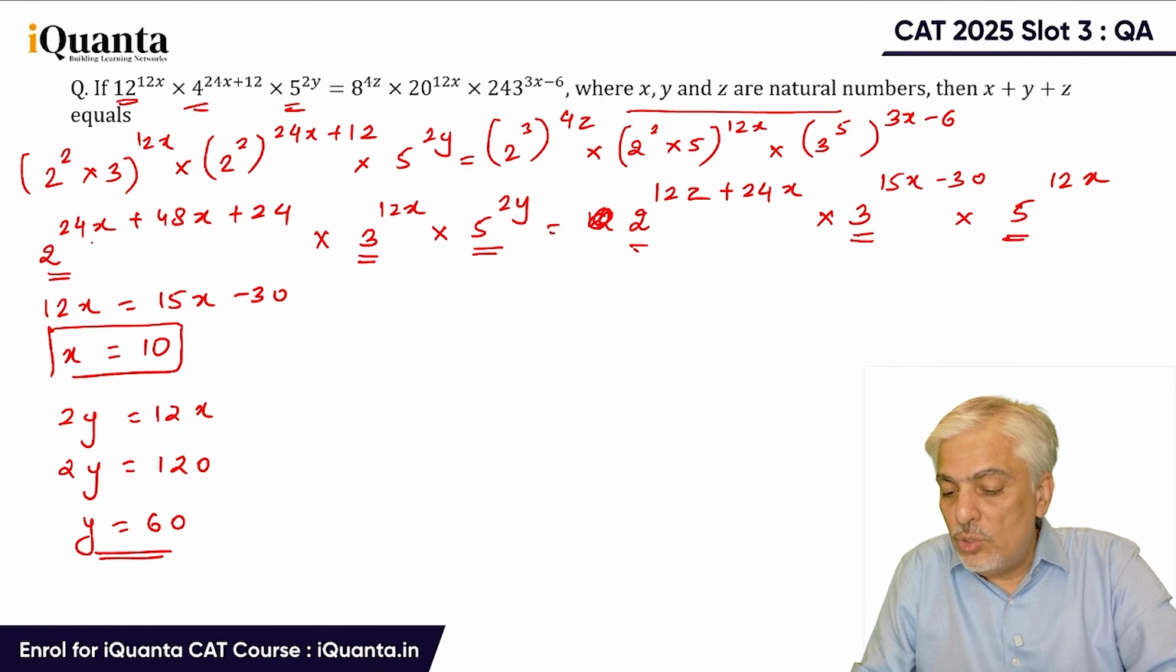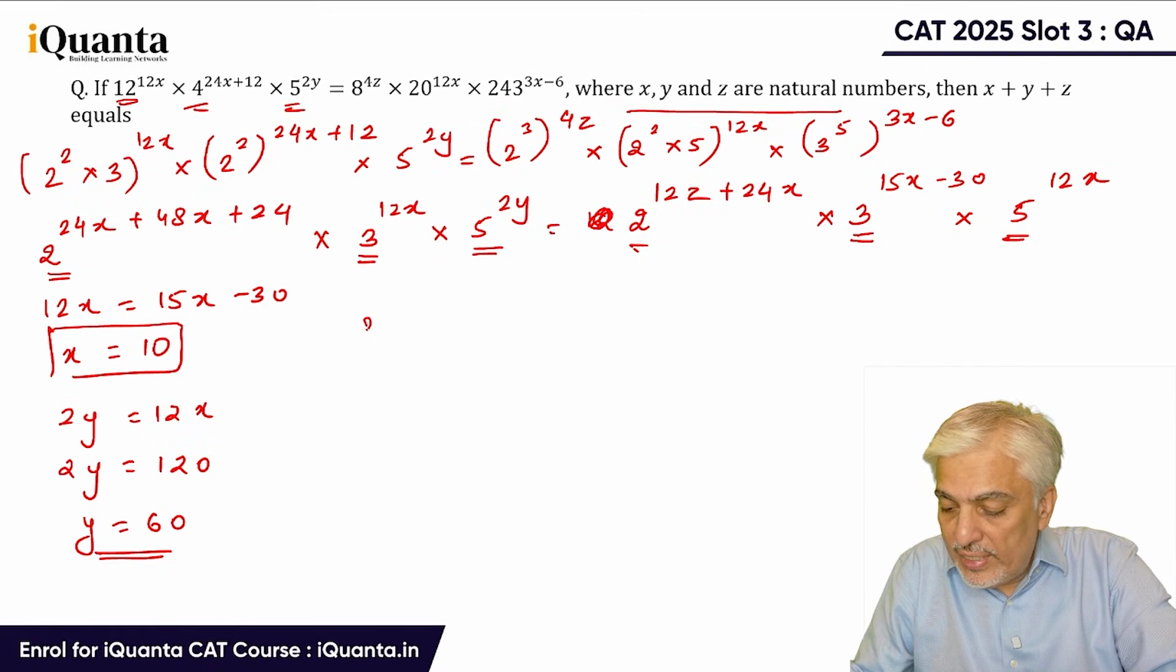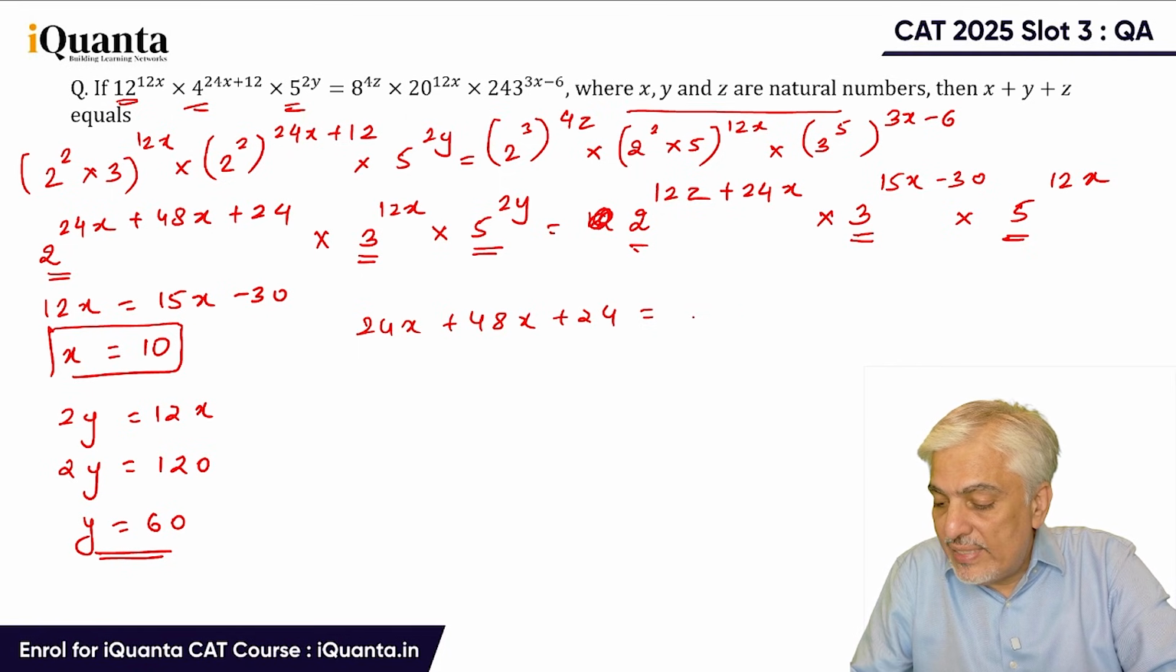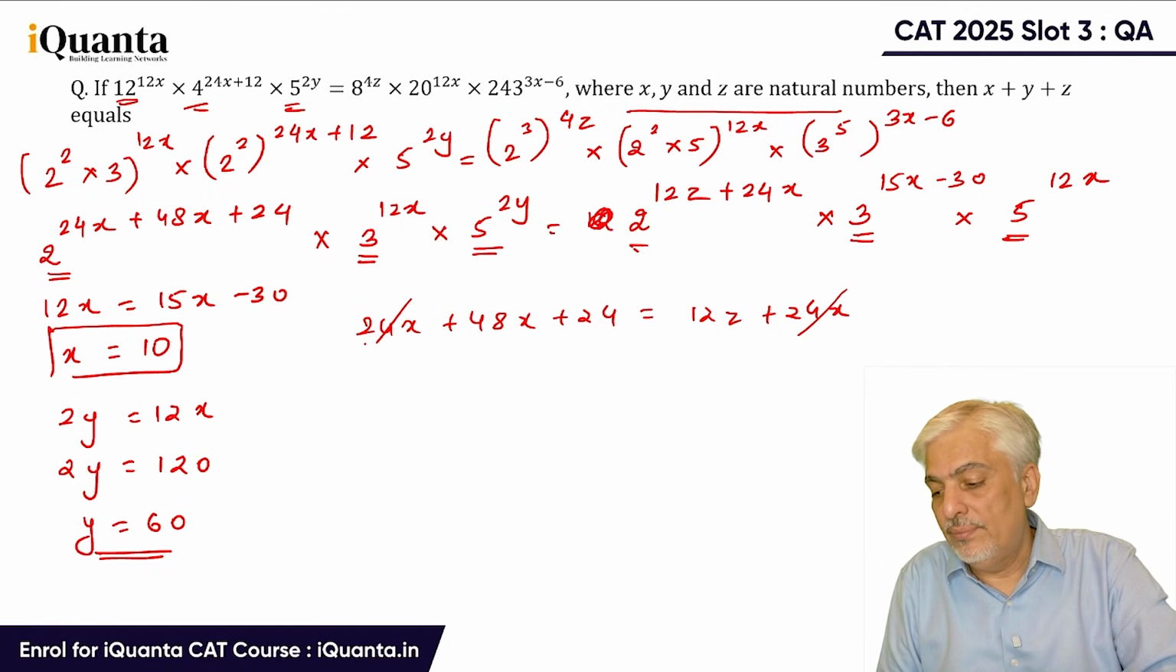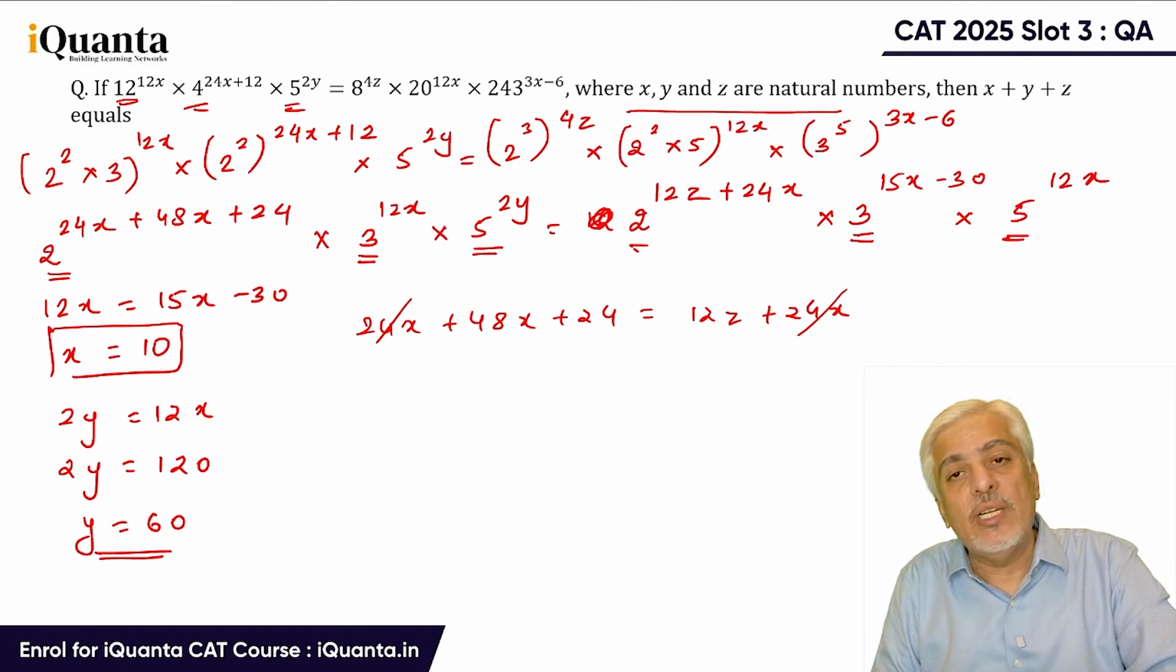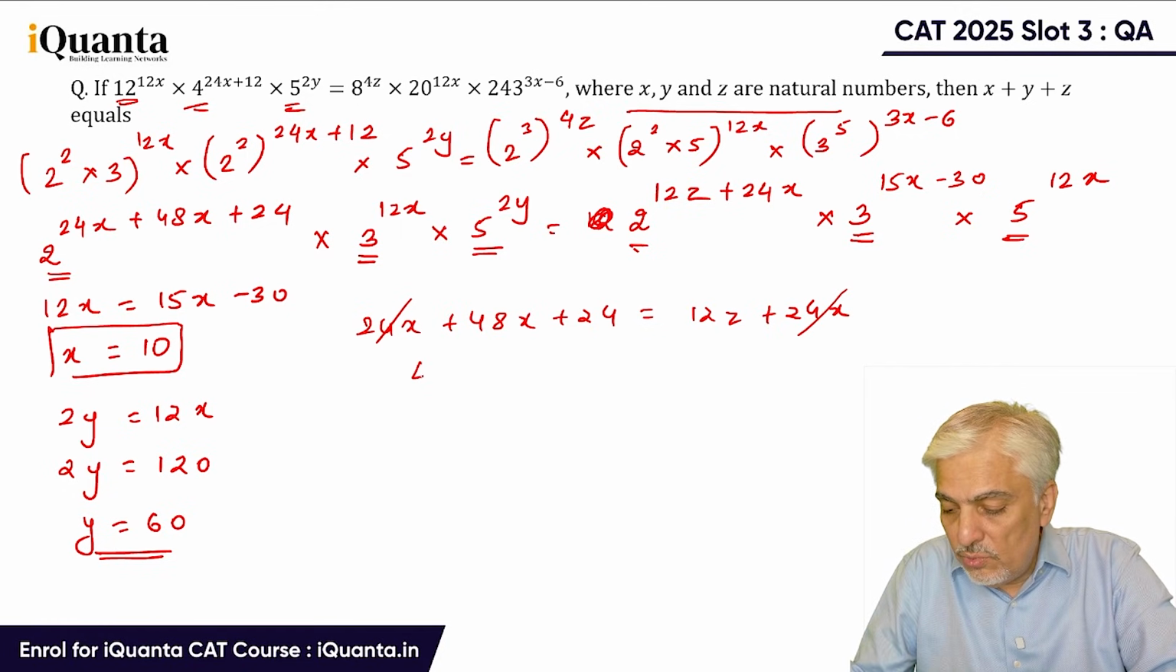So 2 raised to 24x plus 48x plus 24. So it will be 24x plus 48x plus 24 is equal to 12z plus 24x. Luckily, 24x cuts out on both sides, so that became easy. You can divide everything by 12. 4x plus 2 is equal to z.